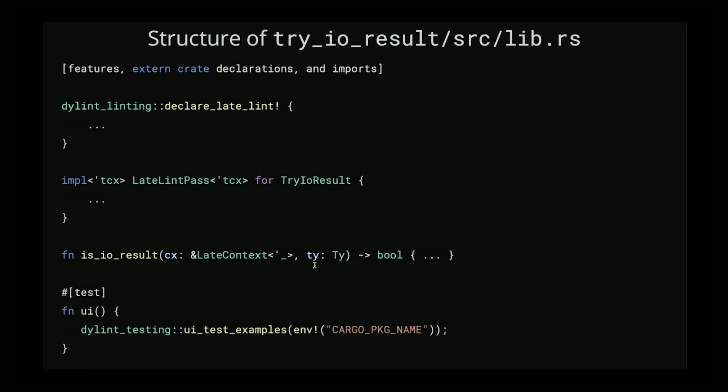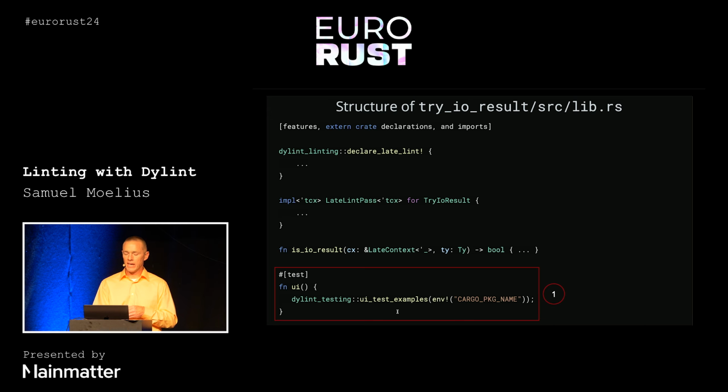Okay, so the first part we're going to go into in some detail is the test. Dylint provides a crate called Dylint testing, and there are several functions within that package, but one of those is called UI test examples. What this function does is it runs the lint on all of the examples defined within the package. It collects the standard error after running those lints, and then it compares it to an expected standard error, which appears in a file alongside the example source code.